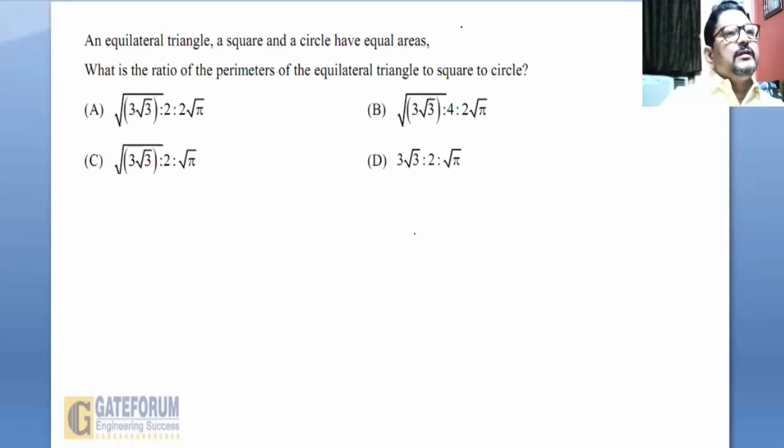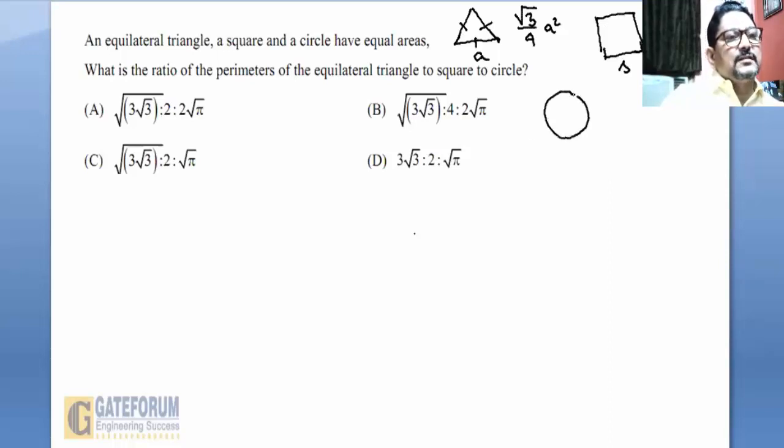Now, first of all, regarding the areas, we all must know that an equilateral triangle is one whose all three sides are equal. If one of the sides is A, then its area is given by root 3 by 4 A square. A square is something whose all four sides are equal and perpendicular to each other. If one of its sides is S, then the area would be S square.